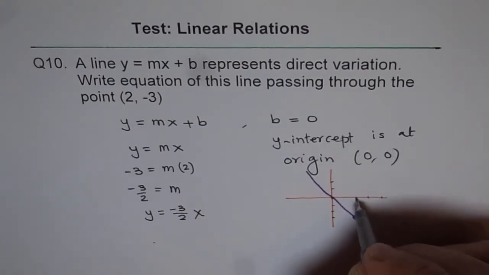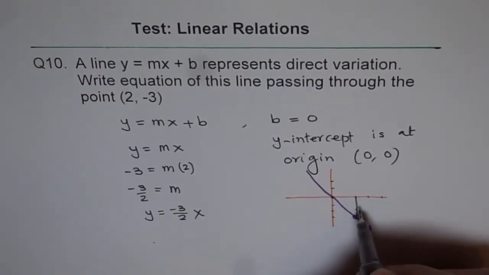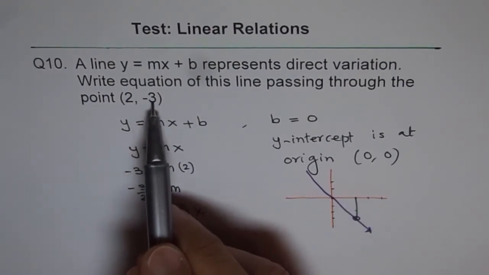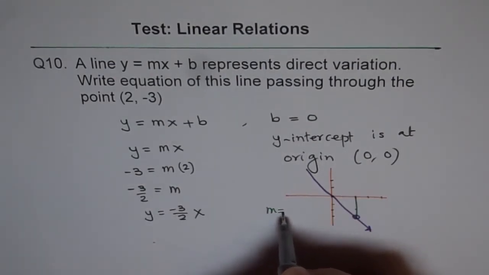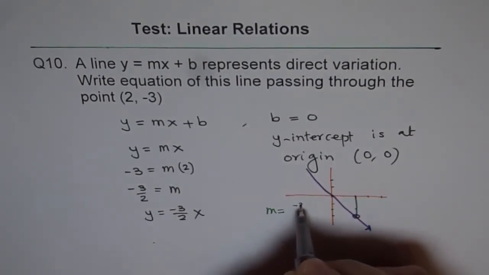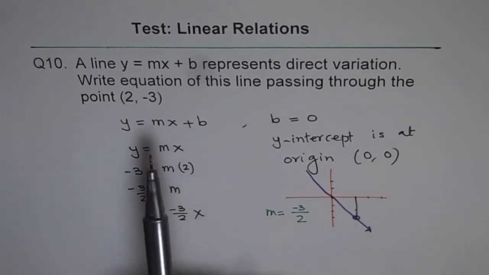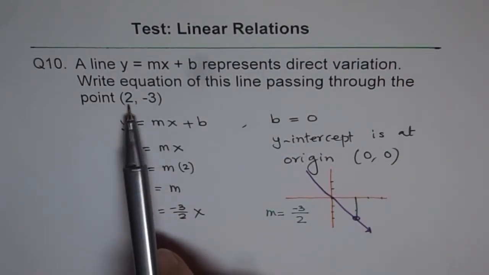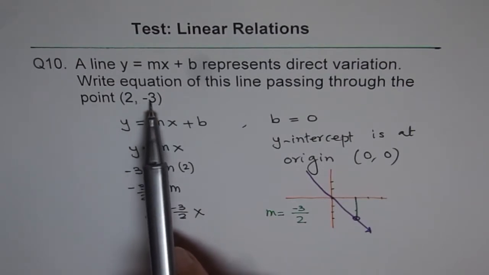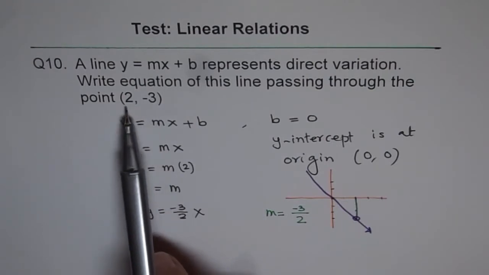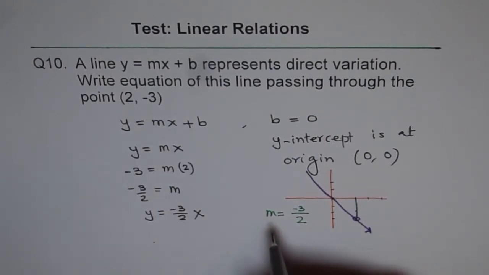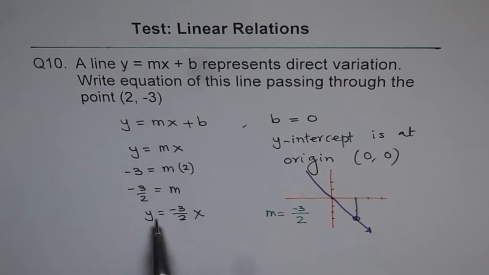Slope of this line is what? Rise over run, correct? Y value over x value. So we know the slope here is equal to -3/2. So for a direct variation, the point gives you the slope directly. This is the change in y, since it goes from 0 to this place. 0 to 2 is the change in x. So we could have written straight y = -3/2 x, correct?